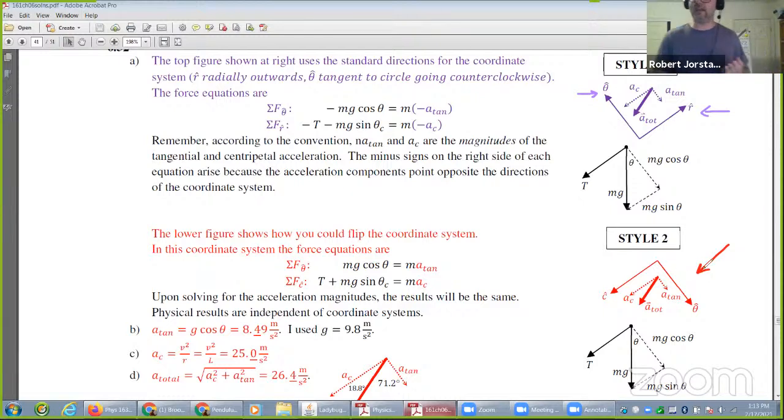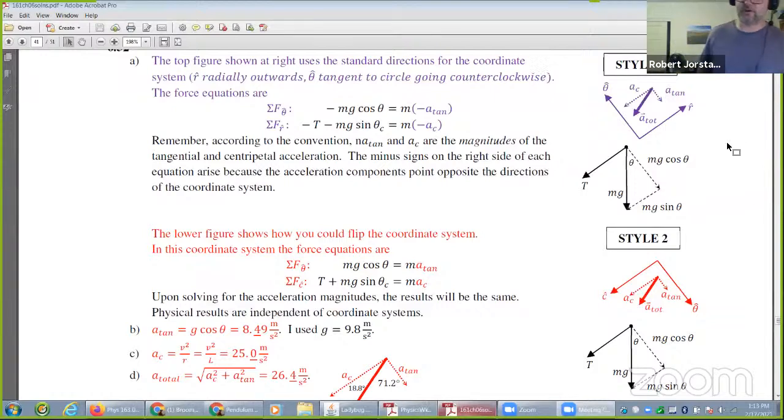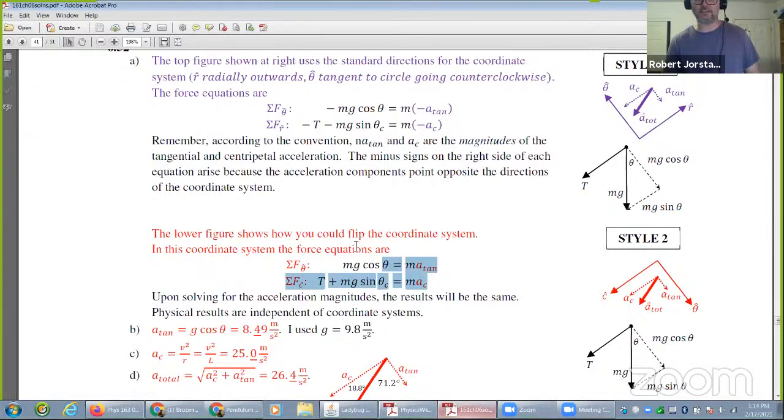It should give the same answers for the magnitude of A total. Obviously, we're not going to get the same signs on A total because one of these is outwards and one of them is inwards. But in general, you should get the same numbers for magnitudes. So I'm going to pause this for a second. Take a second to see if you agree with both of those styles and the force equation. I want you to see if there are questions.